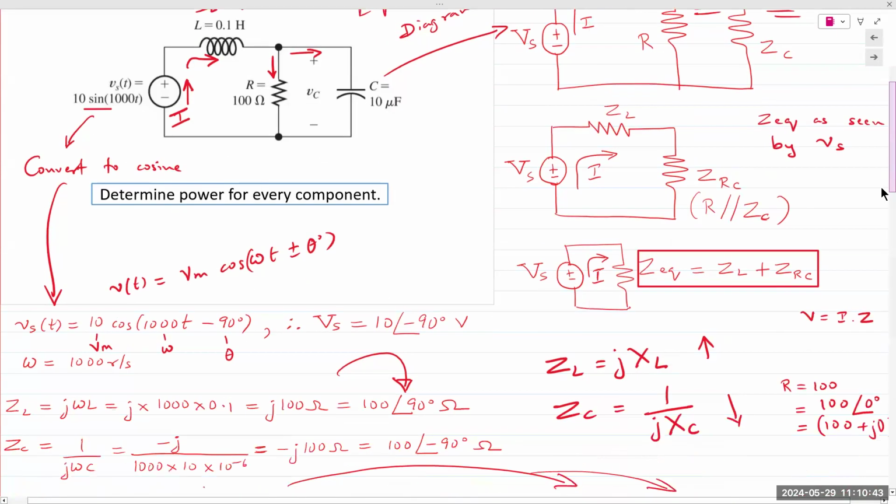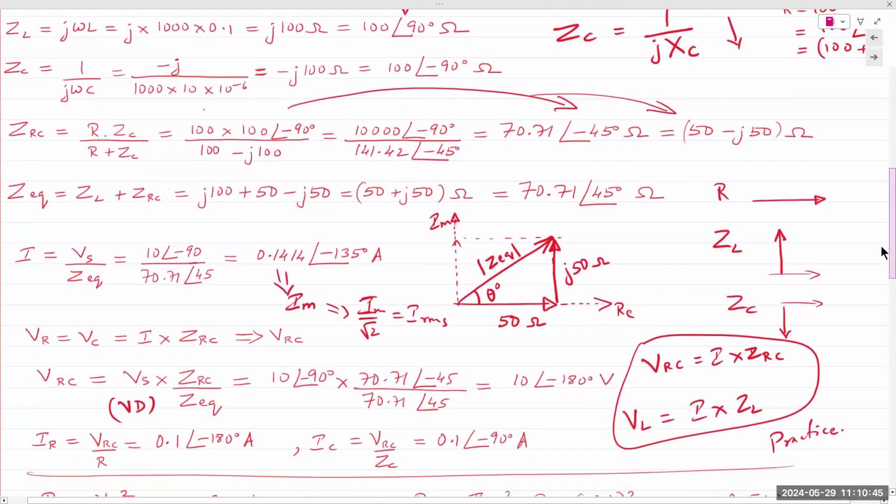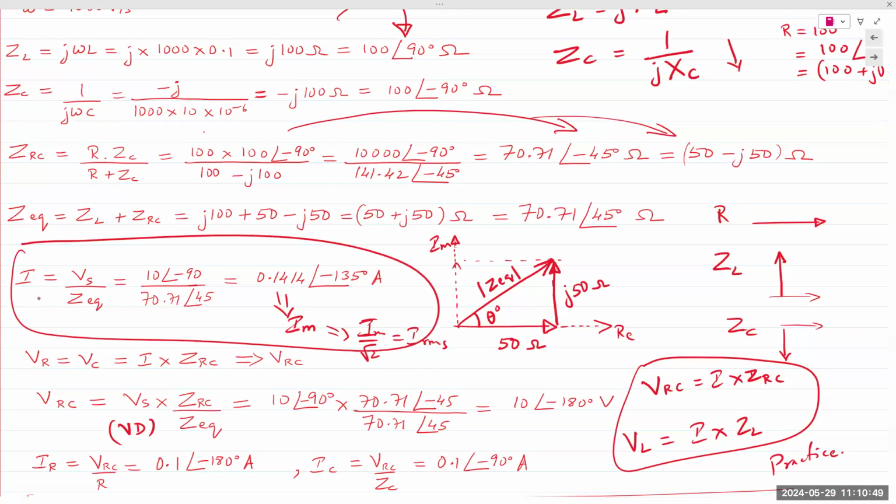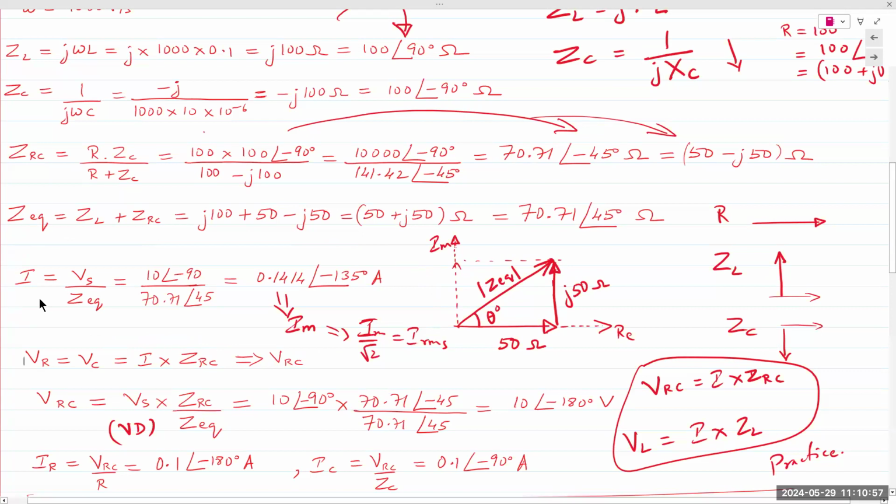Okay. All right. So we stopped right here. We found ZEQ as seen by the source. We applied Ohm's law, and then we found I, total current I flowing through the system, right? The question being asked here was find the power for all components, including the source.